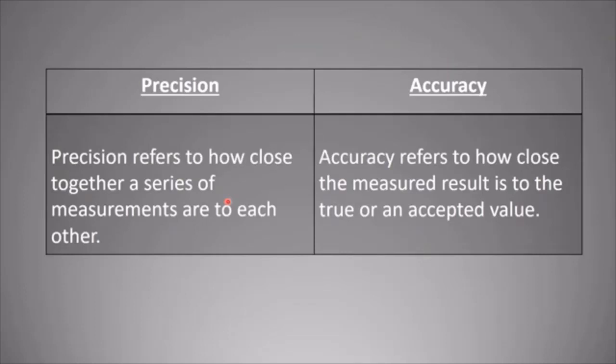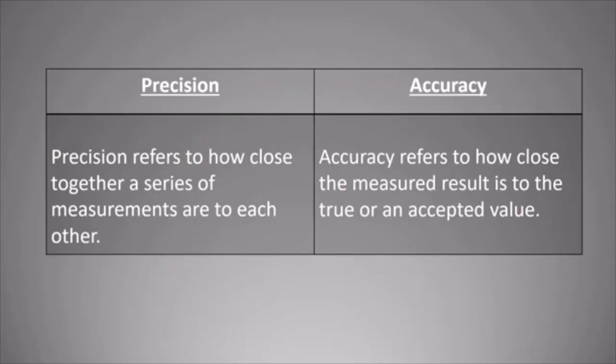Let's look at our next topic, which is precision and accuracy. Precision refers to how close a series of measurements are to each other. That means if you have a series or several measurements on the same object and they are very similar to each other, then that set of measurements is precise. Accuracy, on the other hand, refers to how close the measured result is to the true value.